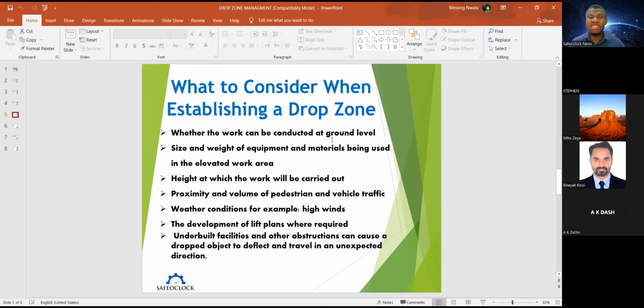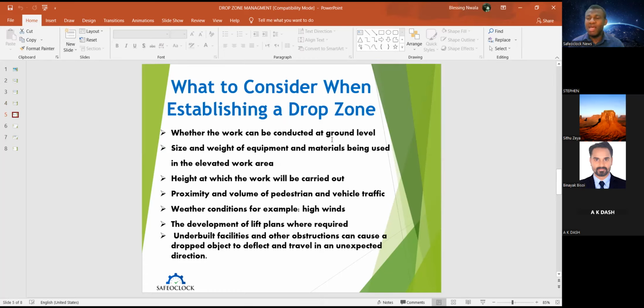So what are the things that we could consider while establishing a drop zone? When establishing a drop zone, we should consider if the job could be done from the ground without going to the height. The next thing we should consider is the size and weight of the objects that could fall from below.